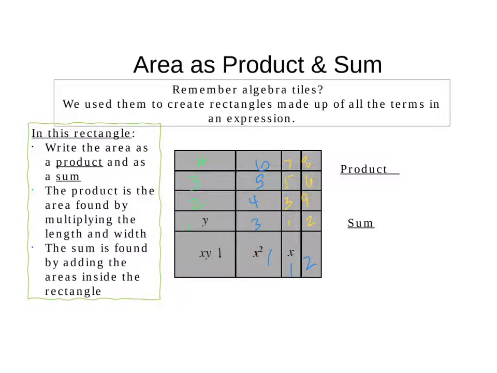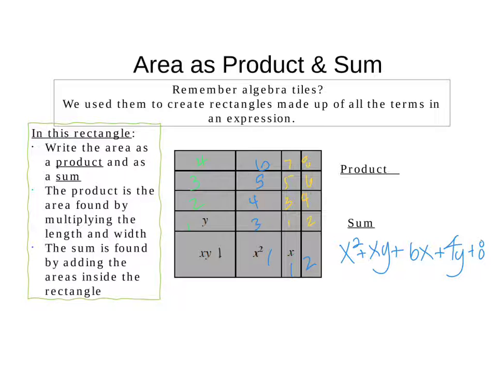So, our sum is 1x squared, or we can just write that as x squared, plus 1xy, or just xy, plus 6x, plus 4y, plus 8. All we did is count out what's inside there. You can do it too. Count it out loud. How about the product?